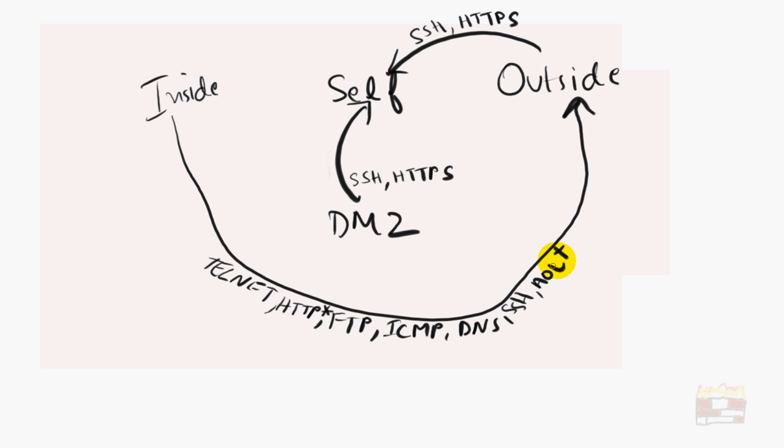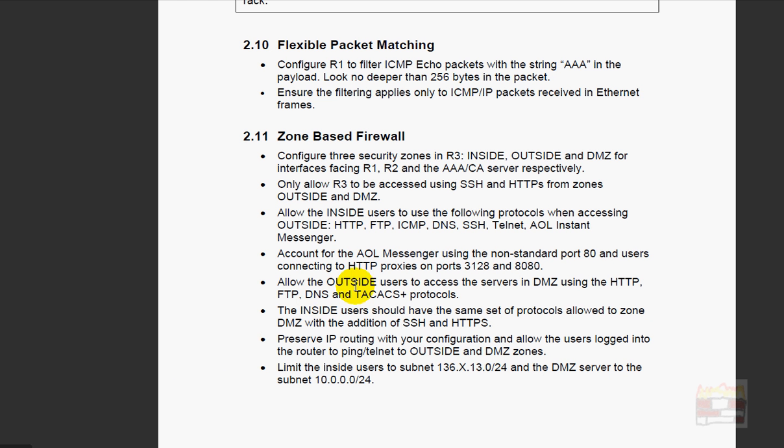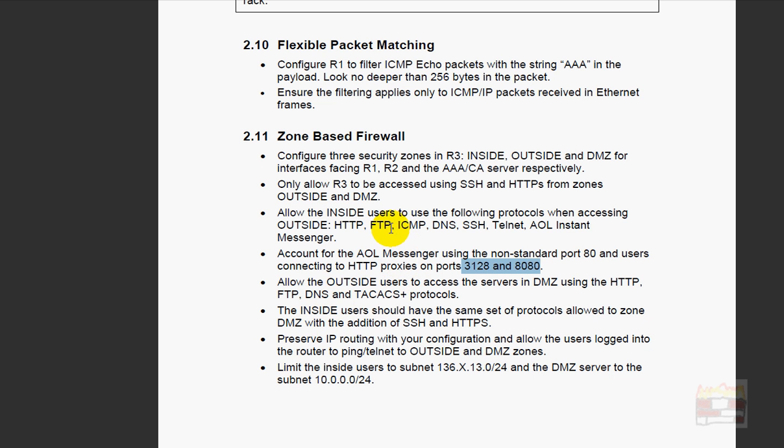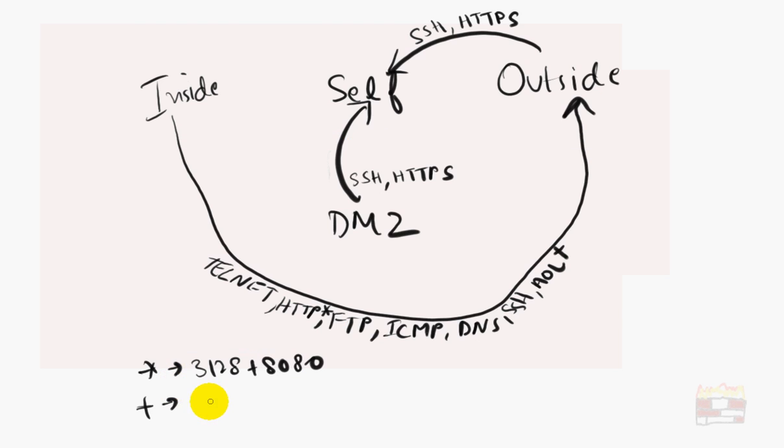And for this, I'm going to be putting a plus. For the star, I'm going to be saying configure this for the non-standard ports of 3128 and 8080. So I'll be configuring this for 3128 plus 8080. The port 80 is already configured, so I don't have to worry about that. Then for AOL, I'll put a small plus, and say account for AOL messenger using the non-standard port of 80. So I just configured this to work on TCP port 80.